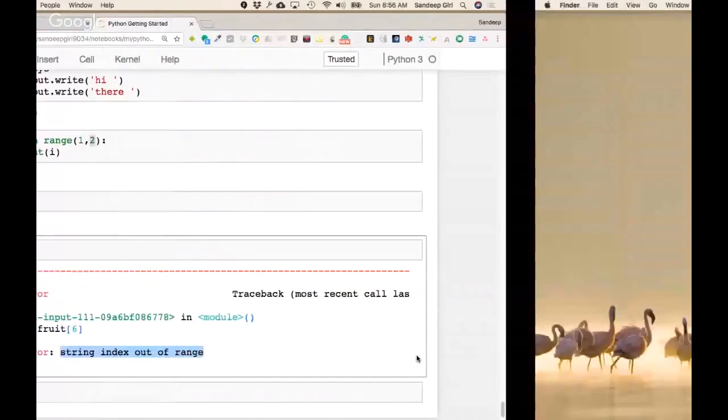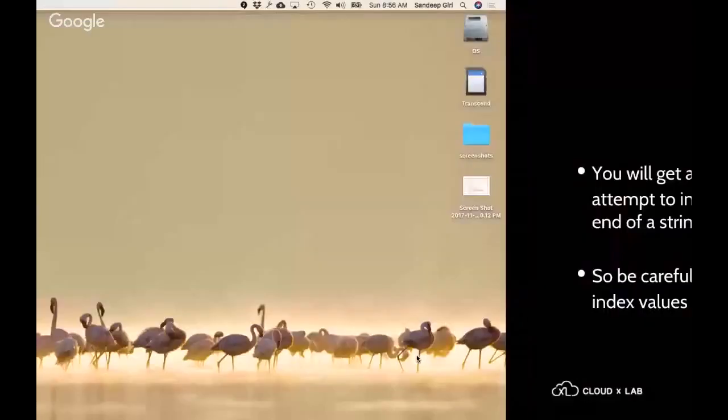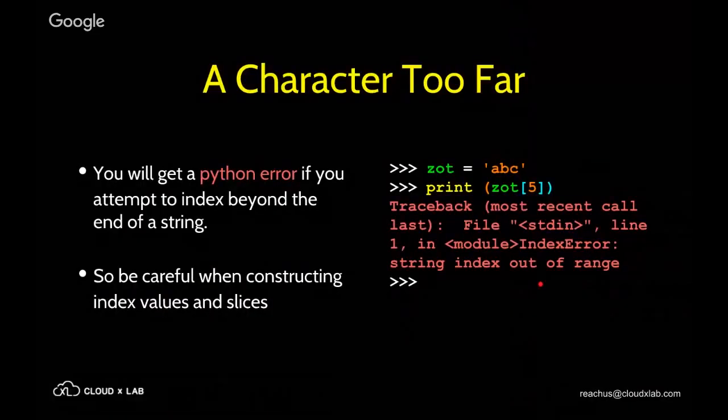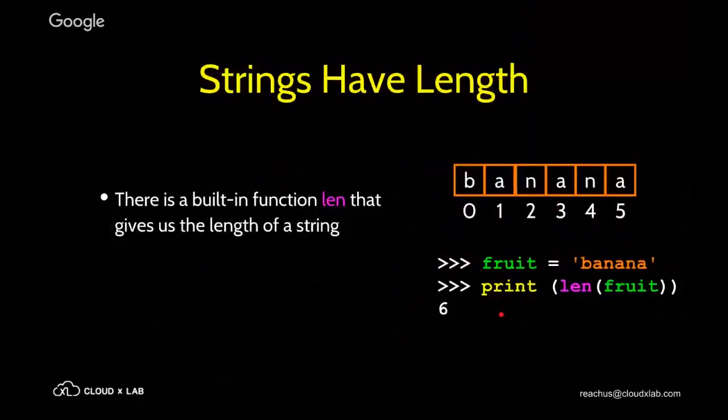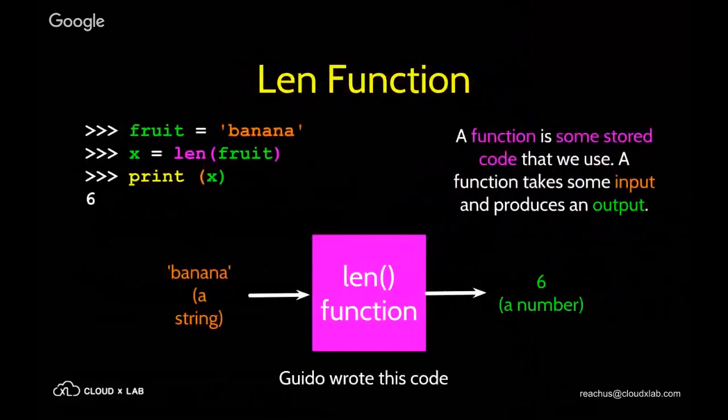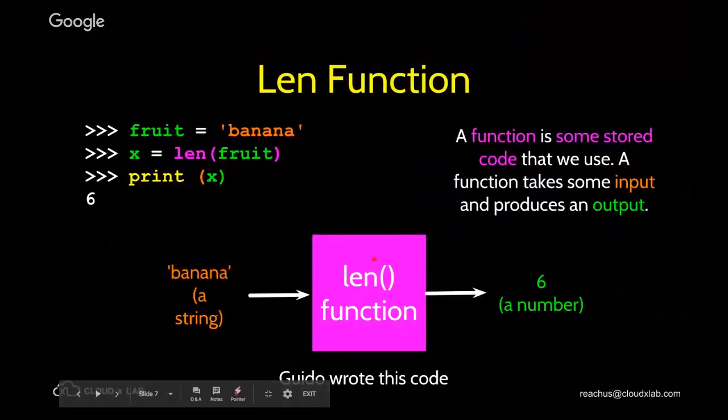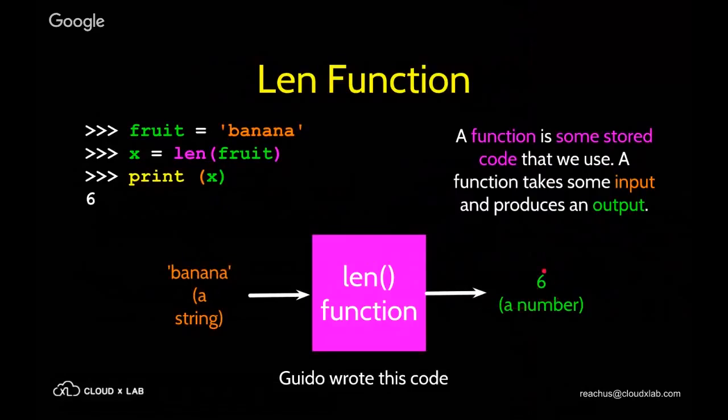Great. So be careful when we are trying to access individual characters in a string. There is a function called length that gives us the length of the string. We can find the length of the string using len. So banana is the string, and when we call the length function, it gives us a number. That's the length of the string.